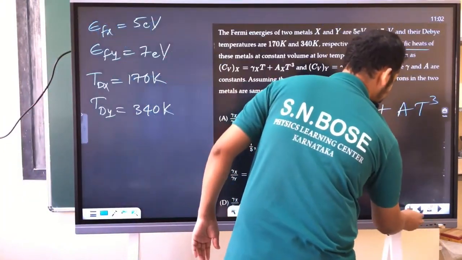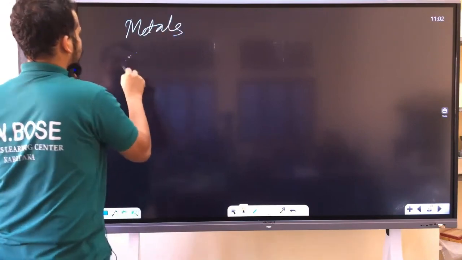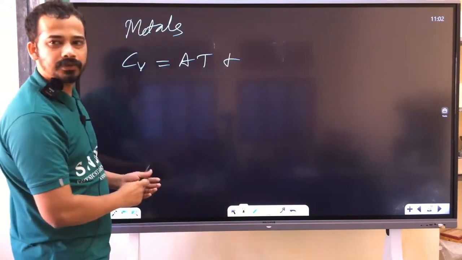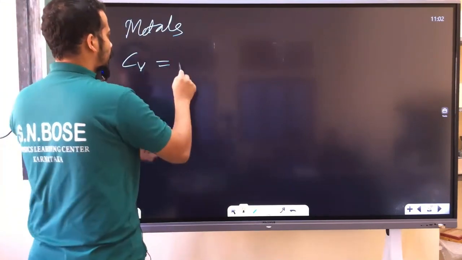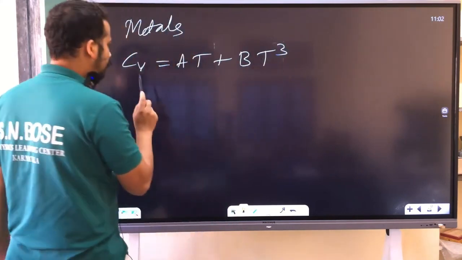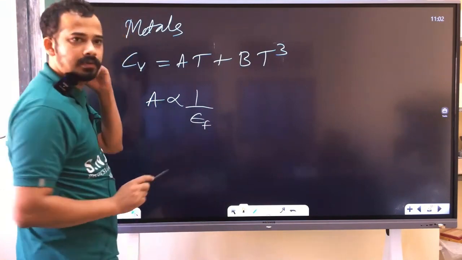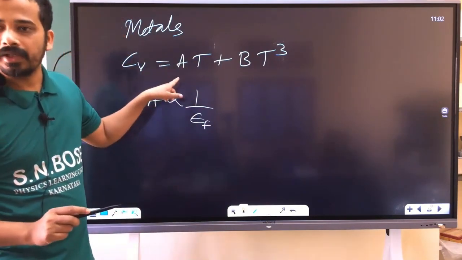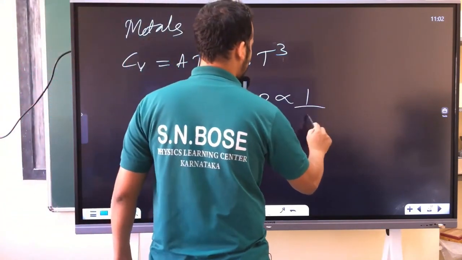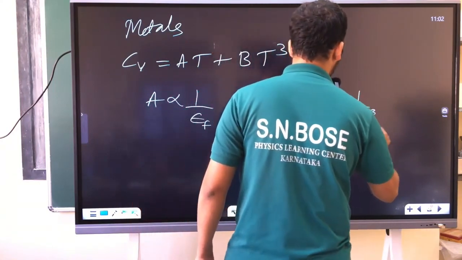Now for metals, specific heat is equal to AT plus BT cube. They may change the coefficient. The thing that you need to remember: A is proportional to 1 by EF, 1 by mu naught will come in the electronic contribution, isn't it? So B is proportional to 1 by theta D cube or 1 by omega D cube. These things you should not forget.